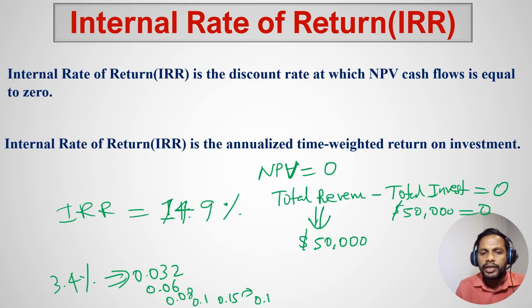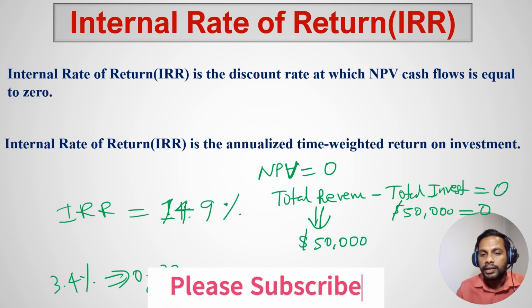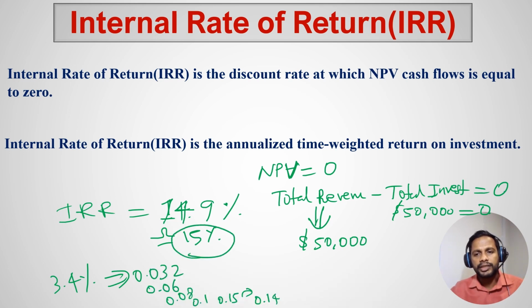Okay, so we got 14.9% internal rate of return. This means every year about 15%. If you approximate, this becomes approximately 15%. So your IRR is 15%. Every year your investment is going to make 15% return. That's a very good return you're getting. So again, it's a positive signal.